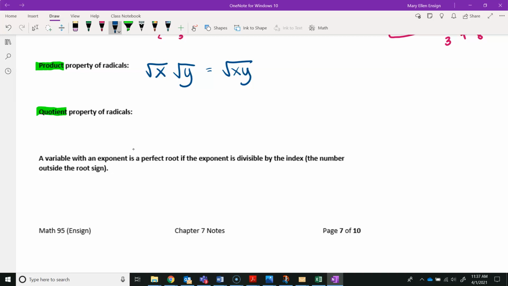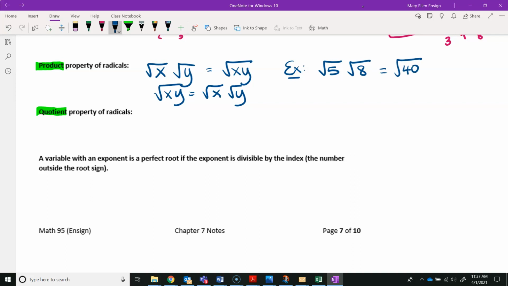Now this works as long as it's the same kind. If this is a square root and this is a square root, it's fine. If one is a square root and one is a cube root, then I can't combine them, okay? Because your combined one has to have the same kind of root as both of your individuals. Also, I can go the other way. So if I have something here, I can split it up. So let me show you an example to make more sense. Let's say I have the square root of 5 and the square root of 8, okay? I can go ahead and write that as the square root of 40.